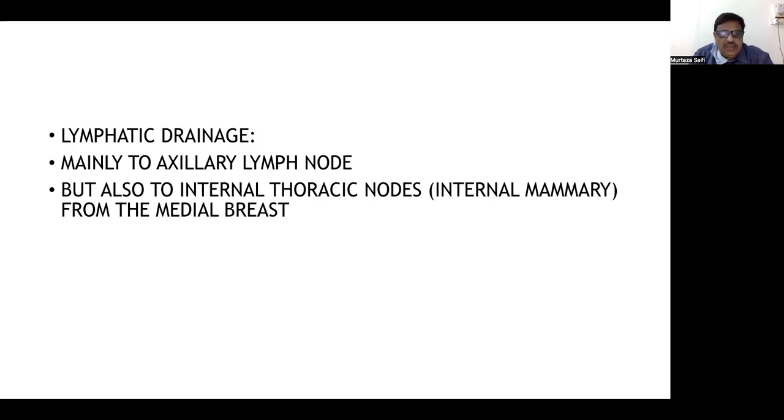Basically, breast cancer is a systemic disease which is spread locally by the lymphatic spread. So lymphatic spread is mainly to the axillary group of lymph node. So we must know lymphatic drainage of the breast. It is also spread by the blood to lung, liver, and brain, and mainly to bone.